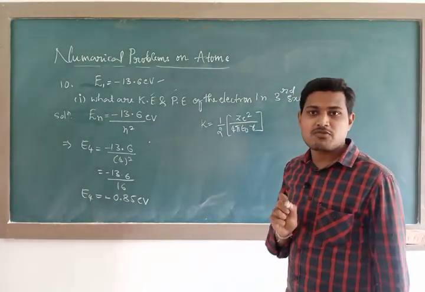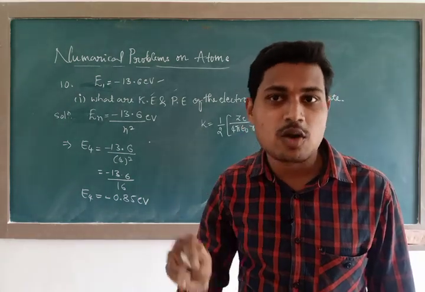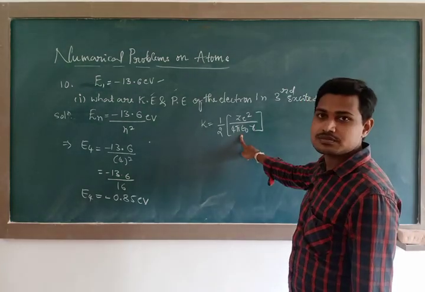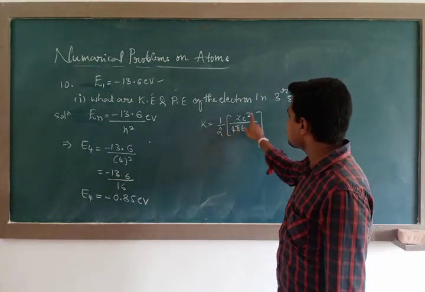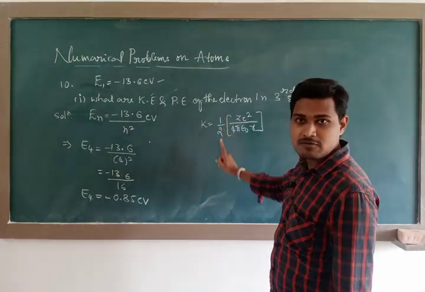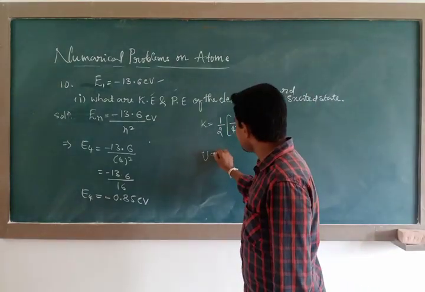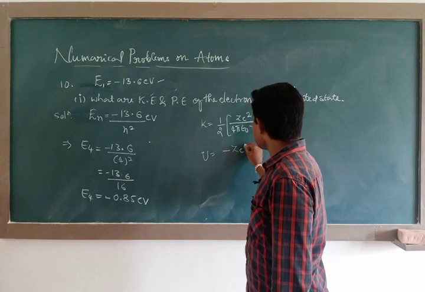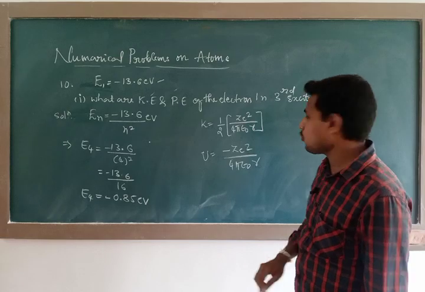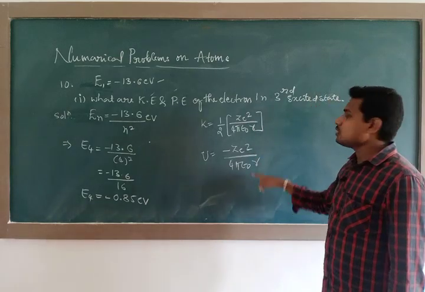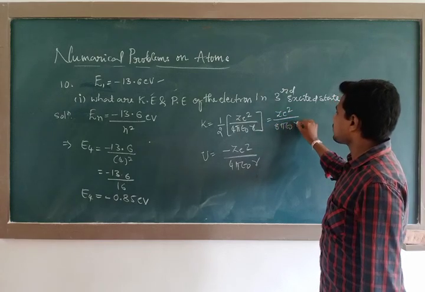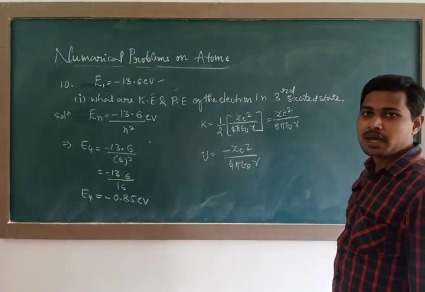If you take the expression for kinetic energy of the electron in case of hydrogen atom revolving in an orbit of radius R, we have 1 by 2 into ZE square by 4 pi epsilon naught R, and it is a positive value because it is revolving. So potential energy U is equal to minus ZE square divided by 4 pi epsilon naught R. So in general, kinetic energy becomes ZE square by 8 pi epsilon naught R, and potential energy is minus ZE square by 4 pi epsilon naught R.